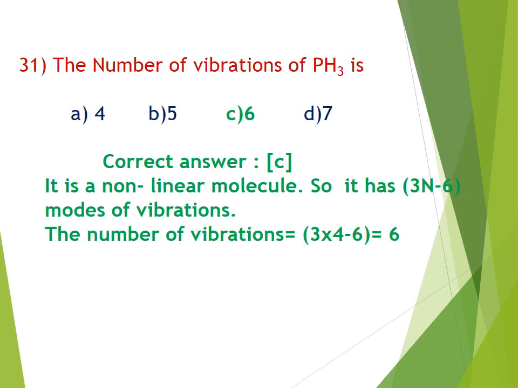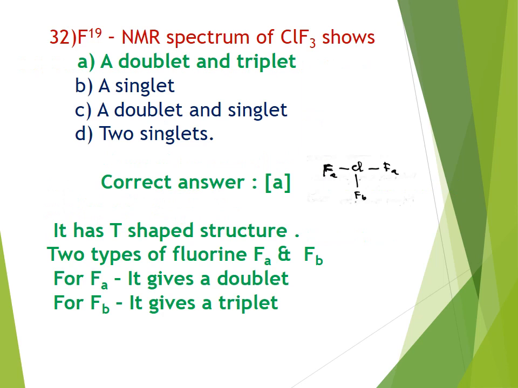31. The number of vibrations for PH3: the correct answer is C, 6. The number of vibrations is 6. It is a non-linear molecule, so it has 3N-6 modes of vibration. Therefore, the number of vibrations is 3N minus 6, that will be equal to 6. Therefore, option C is correct.